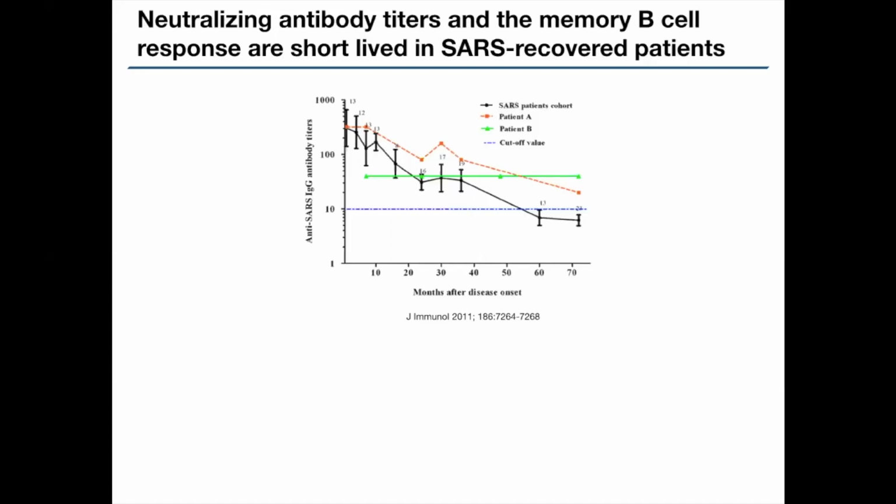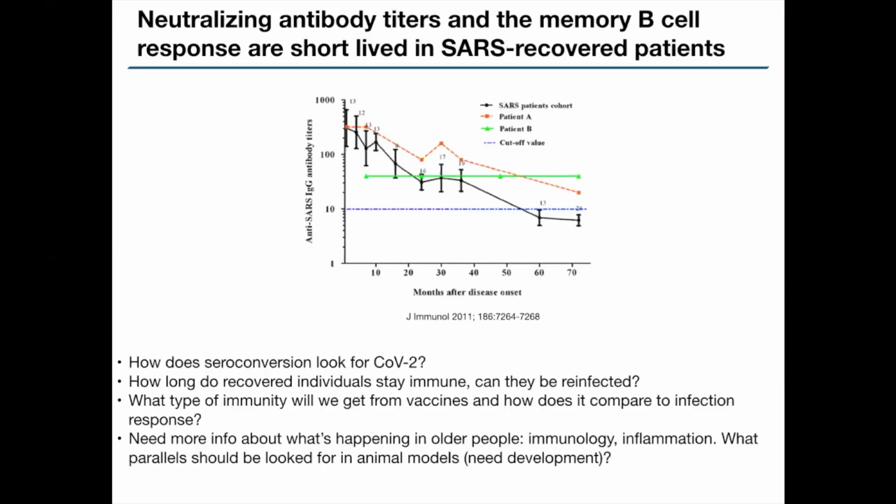right now that are going to really greatly inform the thinking about how this virus causes pathogenesis and in control of the pandemic. And I've just outlined a few of these here. For example, how does seroconversion look for COVID-2? How long do recovered individuals stay immune, and can they be reinfected? What type of immunity will we get from vaccines? And how does it compare to the infection response, which I've shown here?